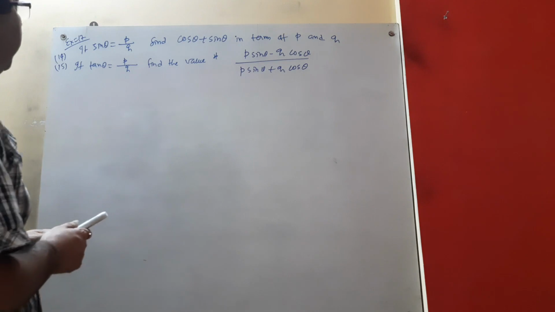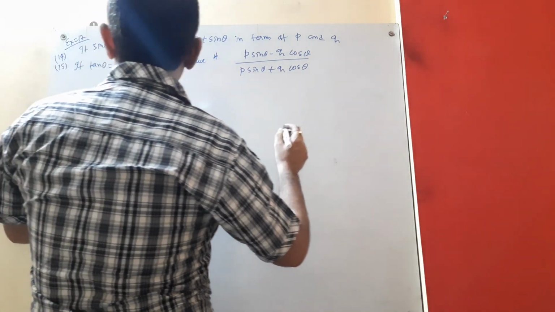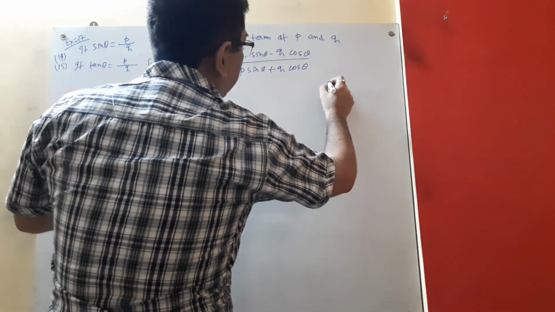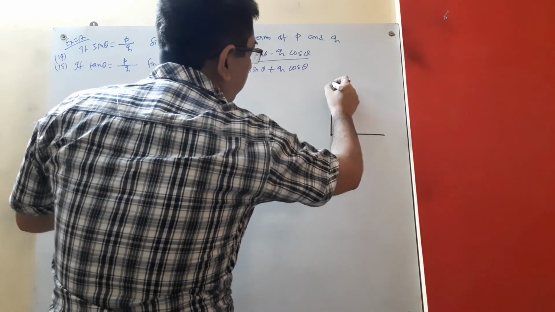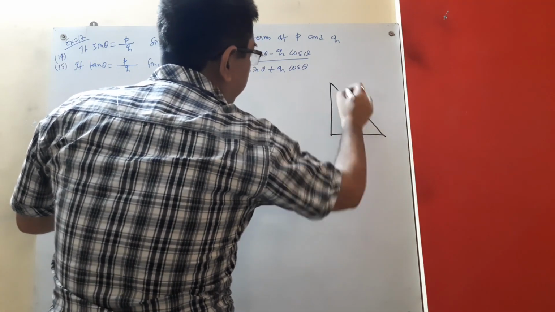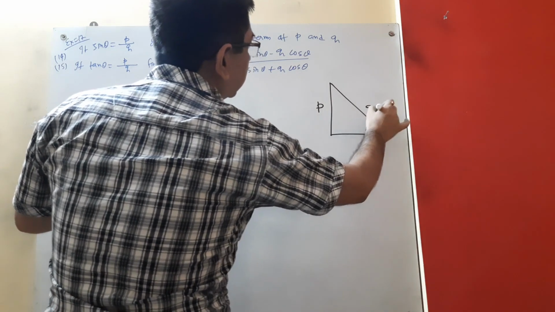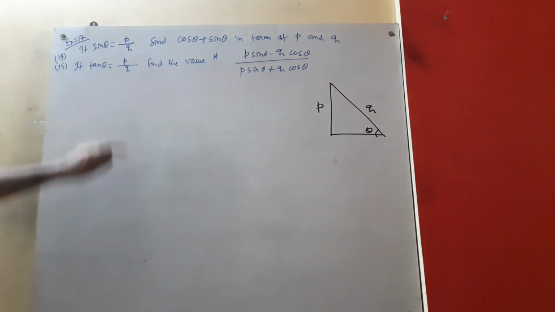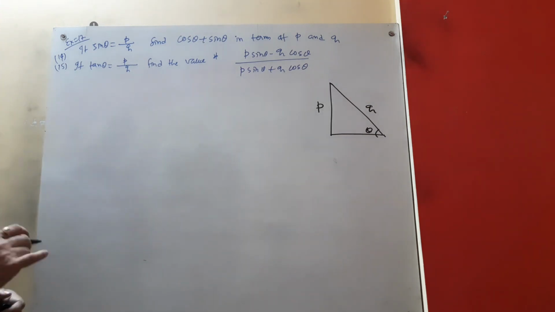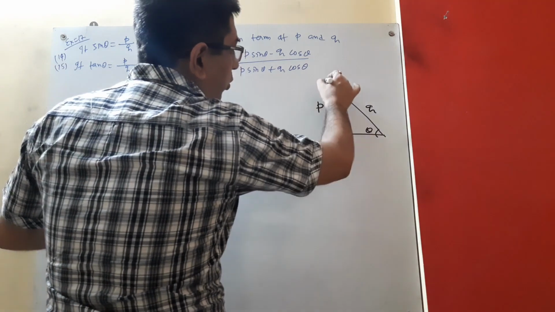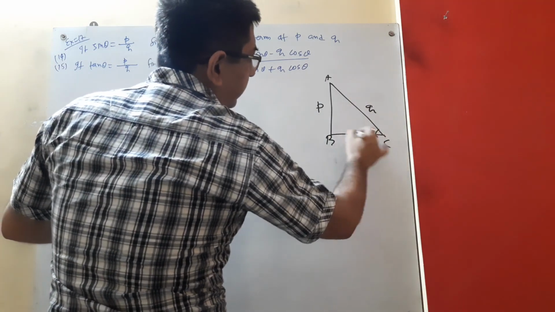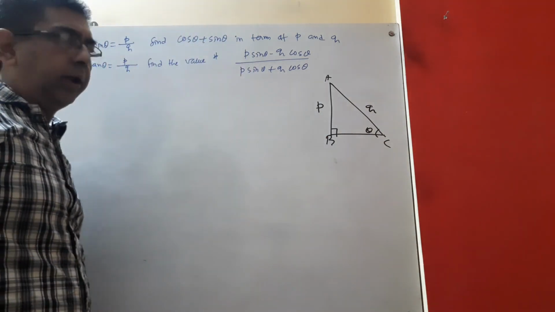So what I am doing here, look, it is given sin theta equal to P by Q. We don't know which one is there. Suppose this is theta and sin theta equal to P by Q. So this is P, this is Q. Very good, because sin theta equal to P by Q. It is given, so we have to find cos theta. Look, this side is unknown to us, right? This is 90 degree, right?